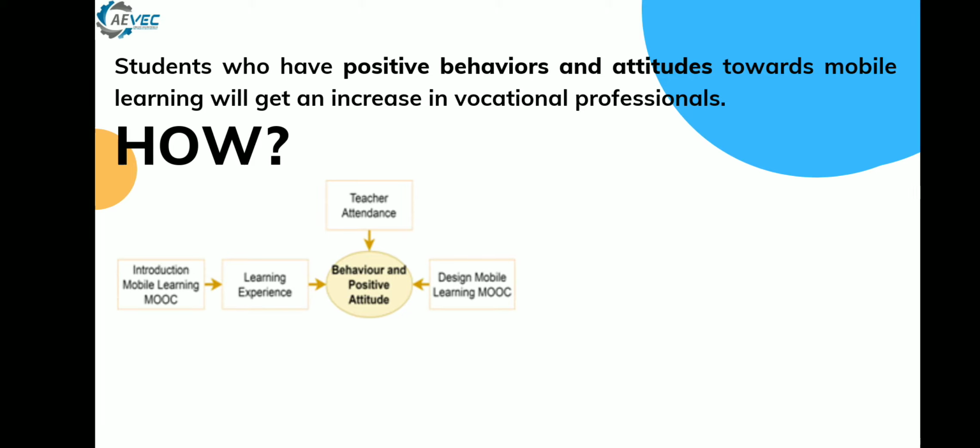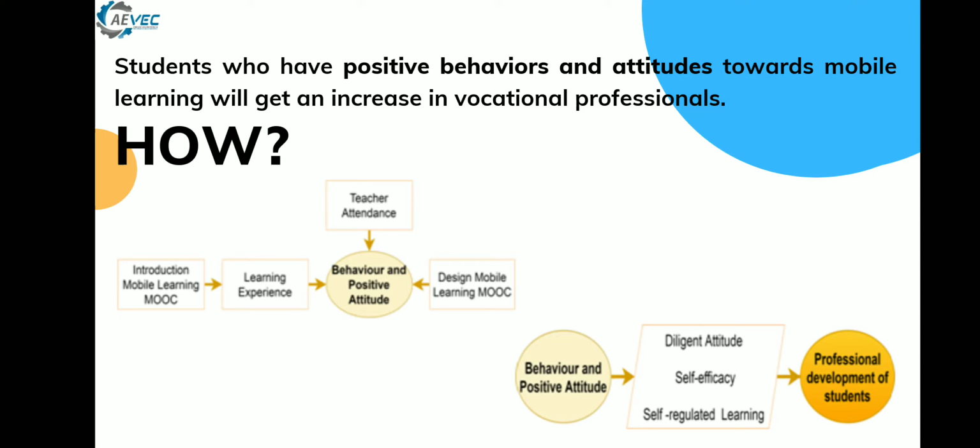first, introduction of mobile learning MOOC. That way students will gain learning experience. Second, teacher attendance. And third, docent strategy for mobile learning MOOC. The implementation of behavioral management and positive attitude aims to produce students who have a diligent attitude, self-efficacy, and self-regulated learning.